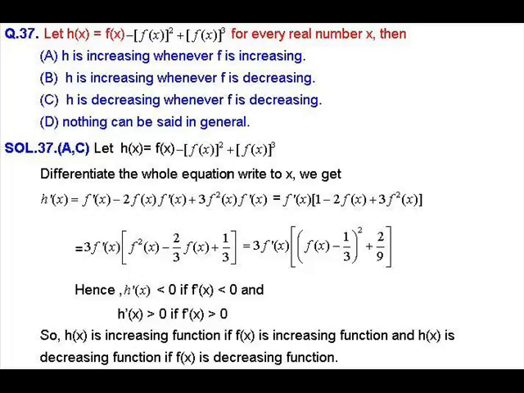Now clearly the sign of h dash x depends on the sign of f dash x. So when f dash x is less than 0 in the respective domain, then h dash is also less than 0 in the respective domain. And when f dash is greater than 0 in the respective domain, then h dash is also greater than 0 in the respective domain. So clearly when f is decreasing, h is decreasing. When f is increasing, h is increasing. So our options A and C are correct.